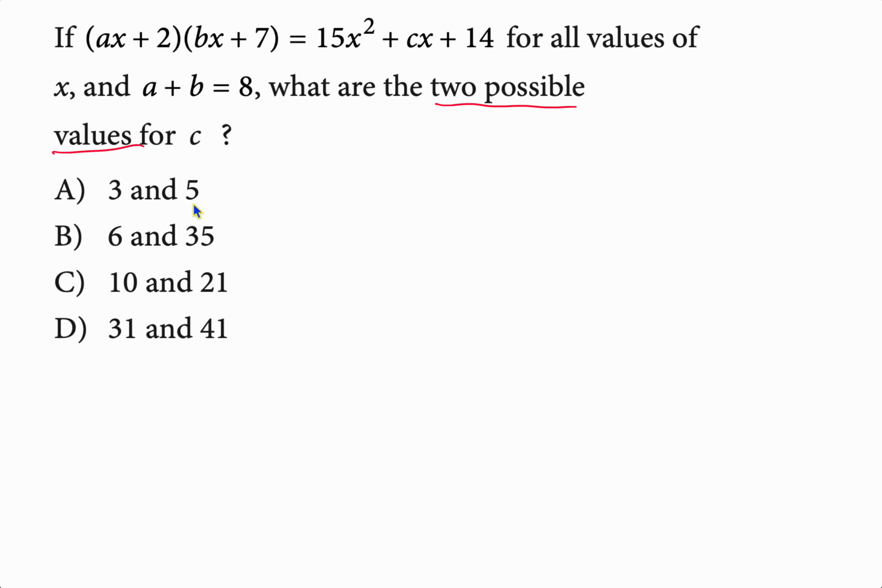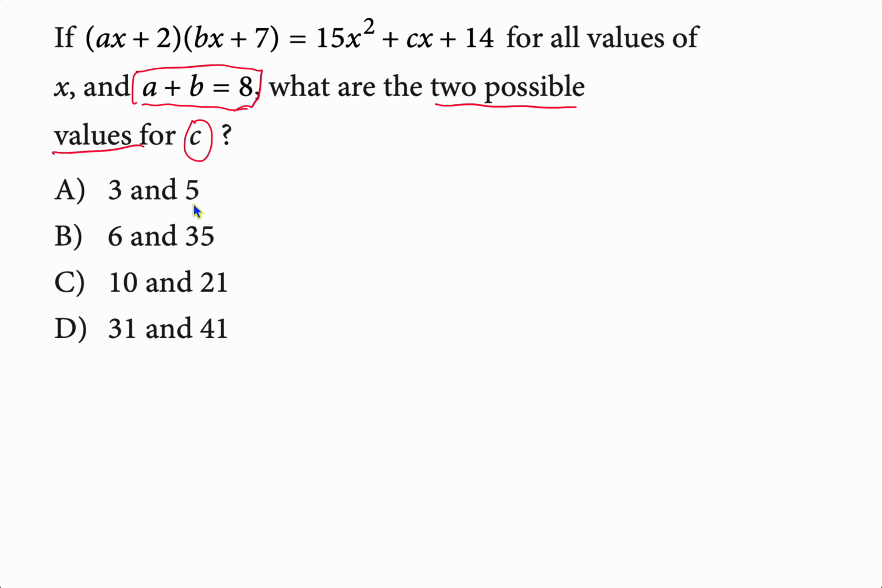So right off the bat we know that there is more than one possible answer, right? So how do we get to the value of c? There are multiple premises here. First, we know that it's given a + b = 8. That's one. We need to pay attention to this.